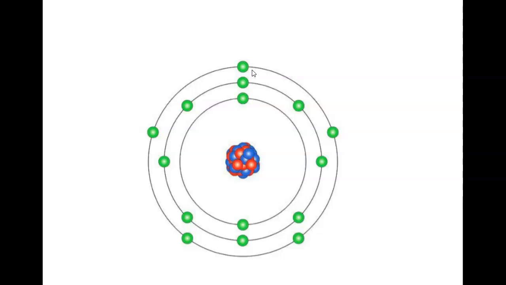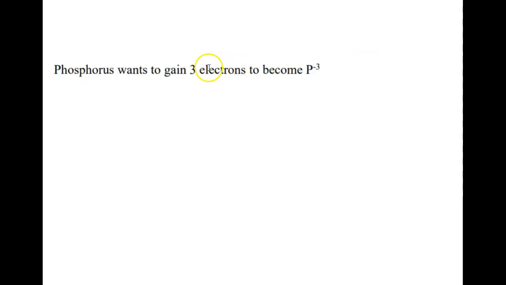Now, if it gains 3 electrons, it's going to have 3 more electrons than protons, and that means its overall charge will be -3. And so phosphorus wants to gain 3 electrons and becomes phosphorus P-3. And so how do you balance it out? Well, if you have three sodiums and 1 phosphorus, that balances out. So the 3 sodiums create a +3, the 1 phosphorus creates a -3, and so then the formula for sodium phosphide is Na3P.